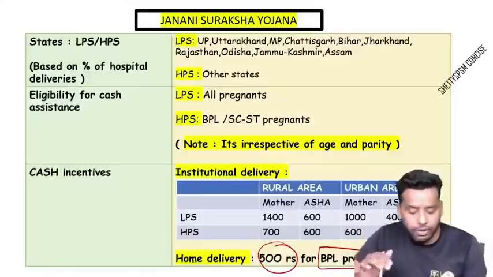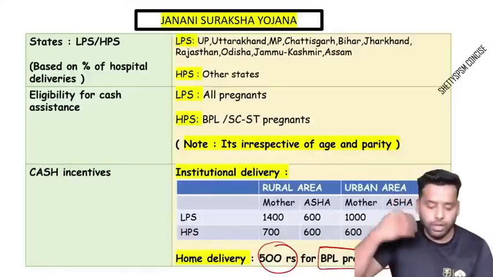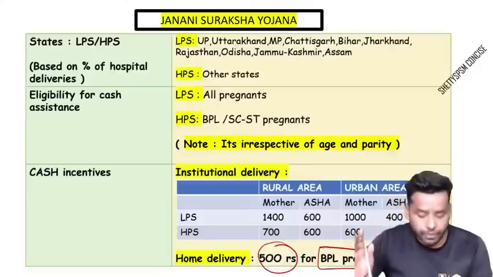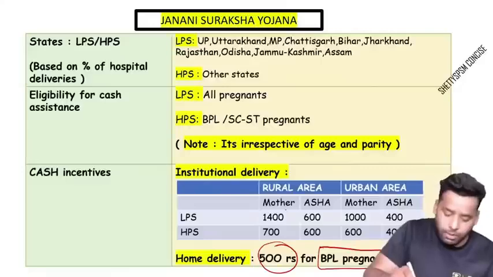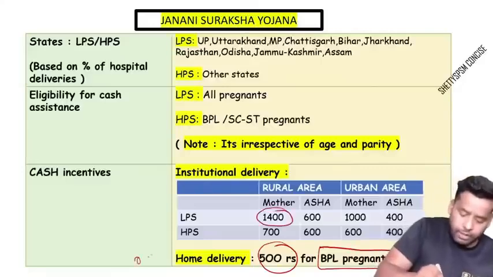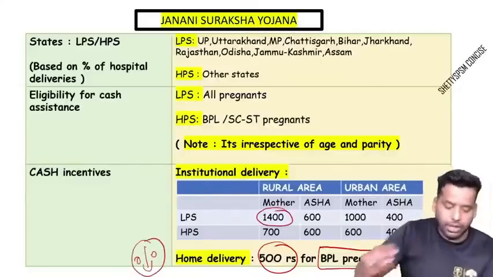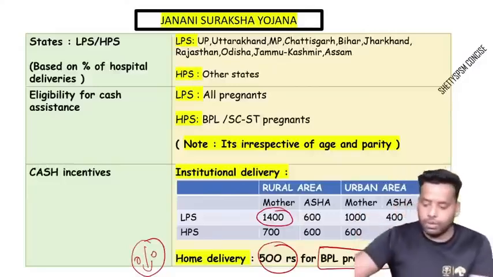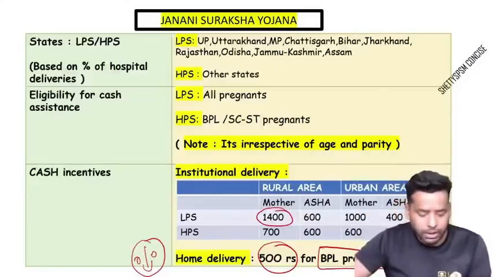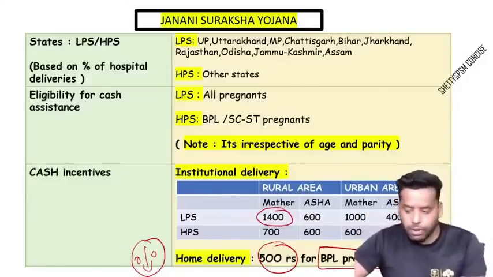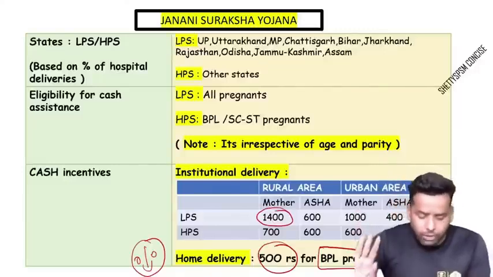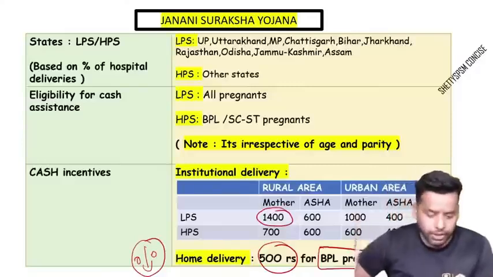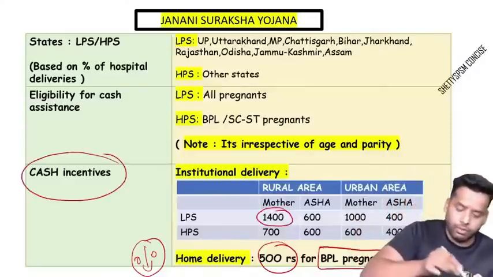Mother, why are we giving? Because once we go to the house, we'll counsel her properly. Now you are getting 500 rupees. Next time come to hospital, you will get more. That is the way we counsel the mother. And we also tell the Asha, you have to promote hospital deliveries more. So got my point? Home delivery, any state, any area, how much will the mother get? 500 rupees.